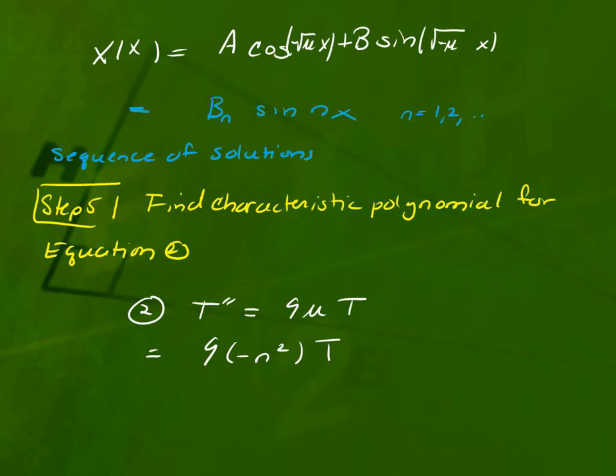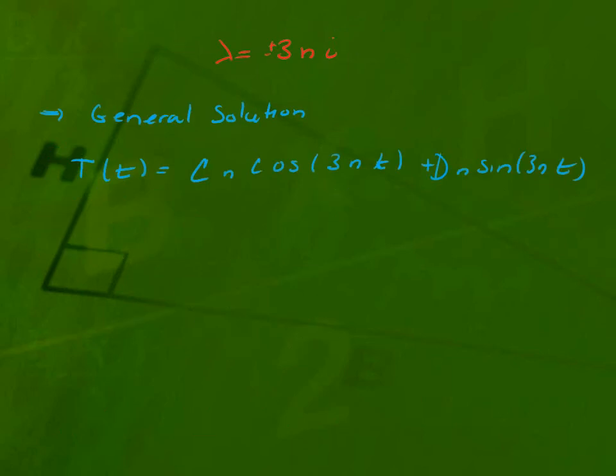But now I know the form of mu. Mu is equal to minus n squared. So I can plug in the value of mu, and I have this formula. So I get lambda squared is equal to minus 9n squared. I'm not going to go through the whole characteristic polynomial again. And then lambda is equal to plus or minus 3ni. So I can write down the general solution for T of t as well. And I don't have the cases here because I already know what mu is.